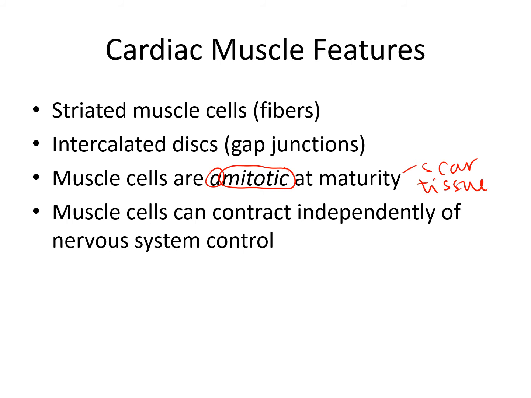The last feature here is a very interesting feature, and that's the fact that the muscle cells in the heart contract independently of nervous system control. So left by itself, the heart, given enough nourishment, can beat on its own. This may sound like a story from Frankenstein, but that is in fact what we're going to talk about in just a few moments.